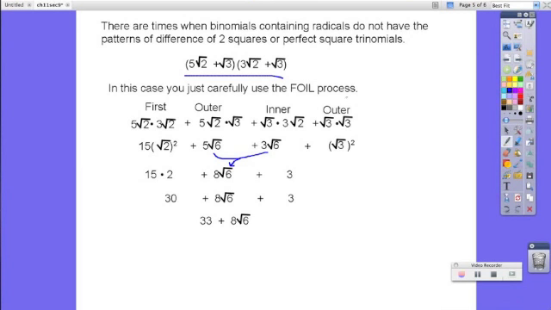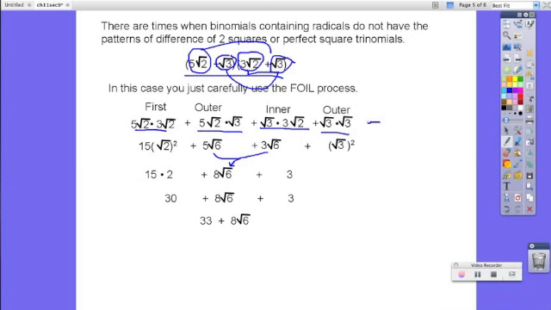We had the first terms, 5 square root of 2 times 3 square root of 2. We have the outer terms, 5 square root of 2 times the square root of 3. We have the inner terms, oh, I'm sorry, wrong arrow, right there, square root of 3 times 3 square root of 2, right there, the inners. And we have the last terms, square root of 3 times the square root of 3, right there. This is probably the hardest part.